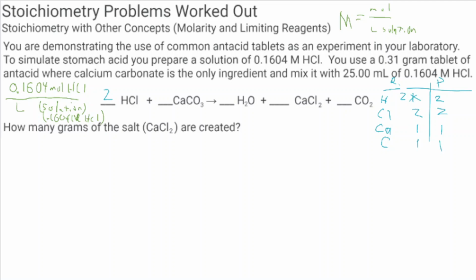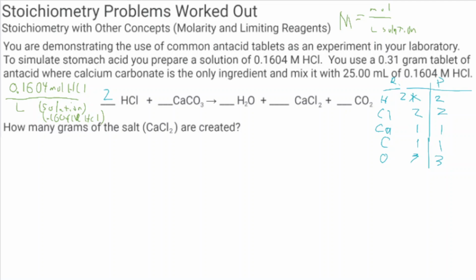And then we can look at oxygens. For oxygens, we have 3 on our reactant side. And on the product side, we have 1 from H2O and 2 from CO2. So we're going to have 3 oxygens on our product side. So all those are balanced. Each element is the same for the reactants compared to the products. So it's balanced. So now we can move on with the rest of our question.